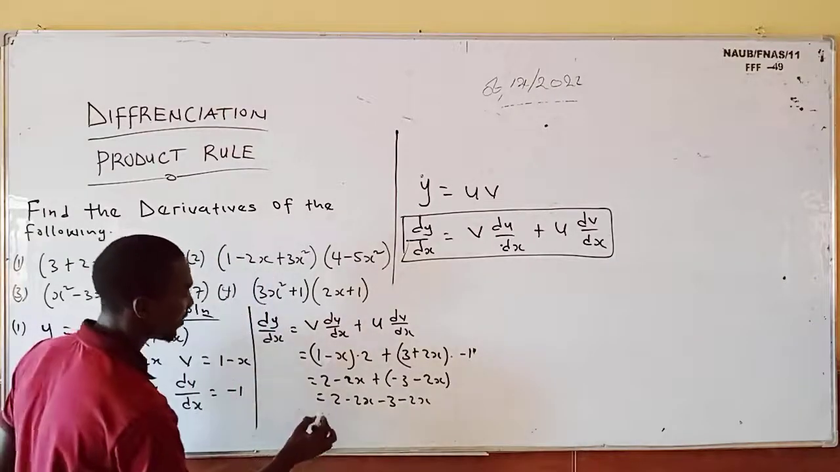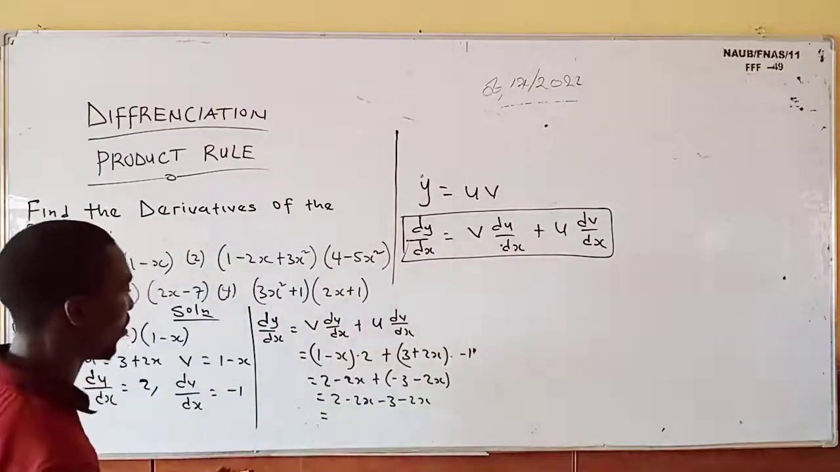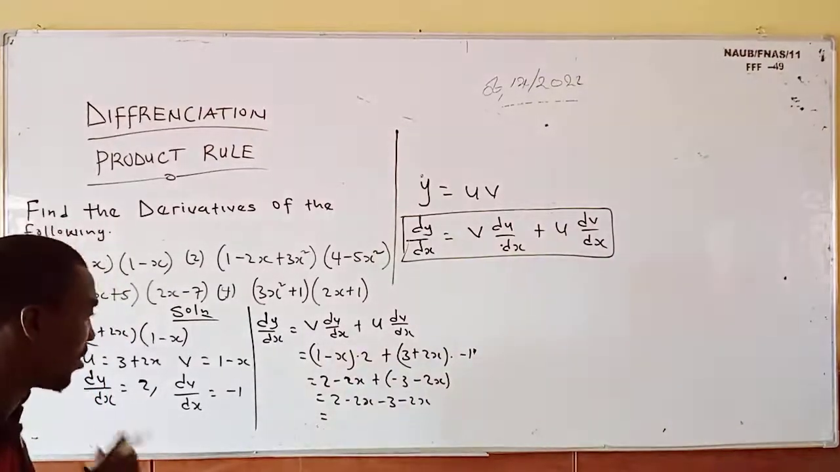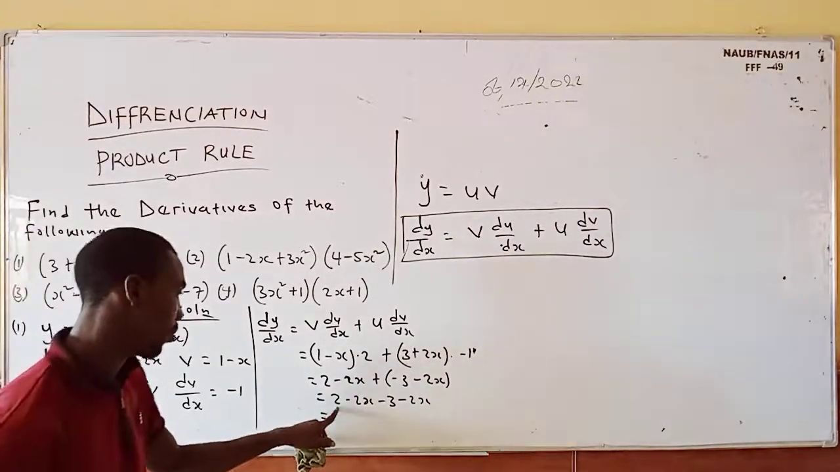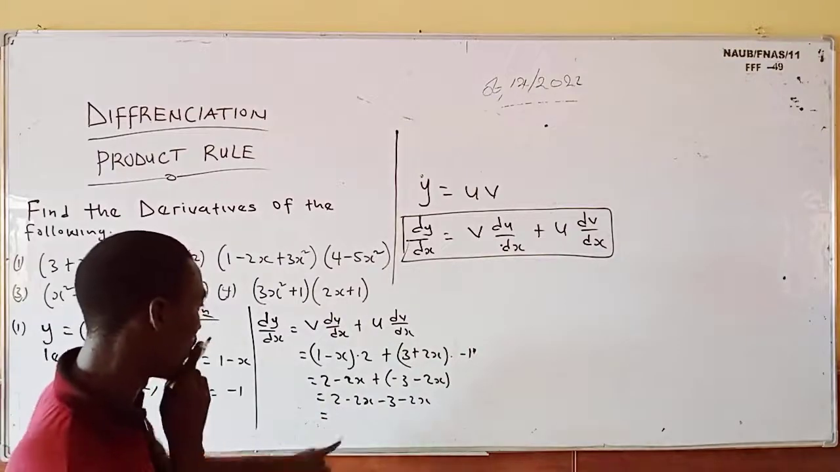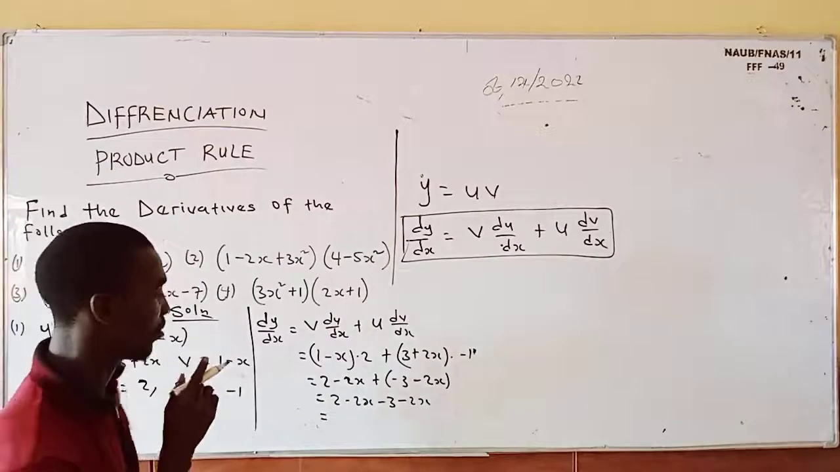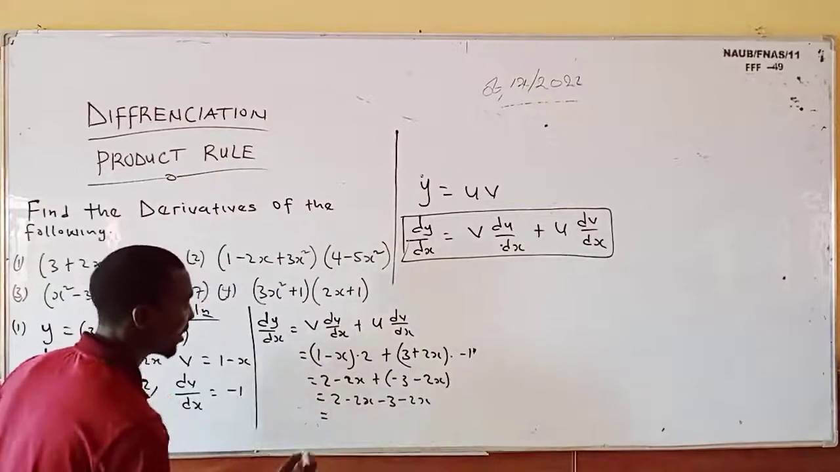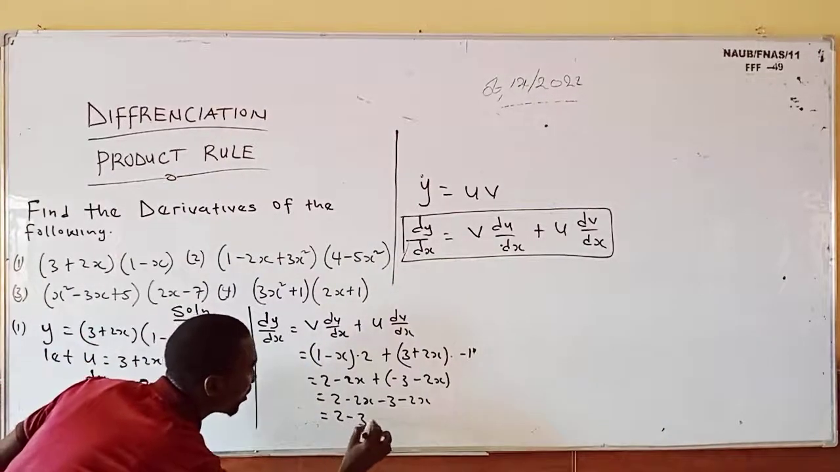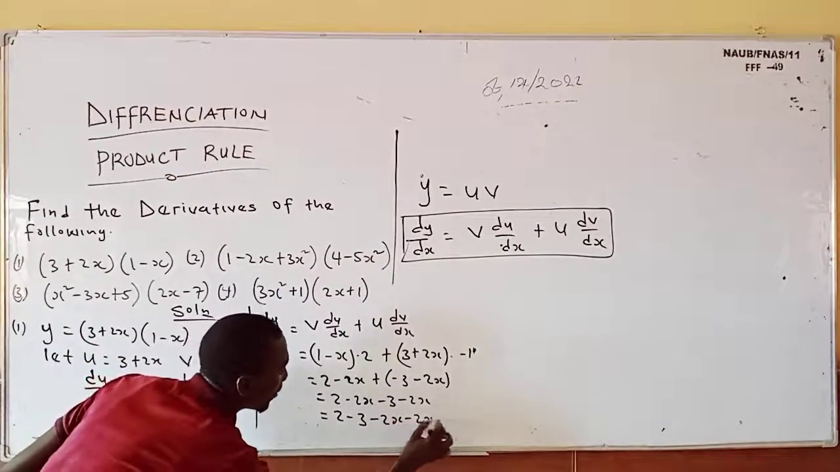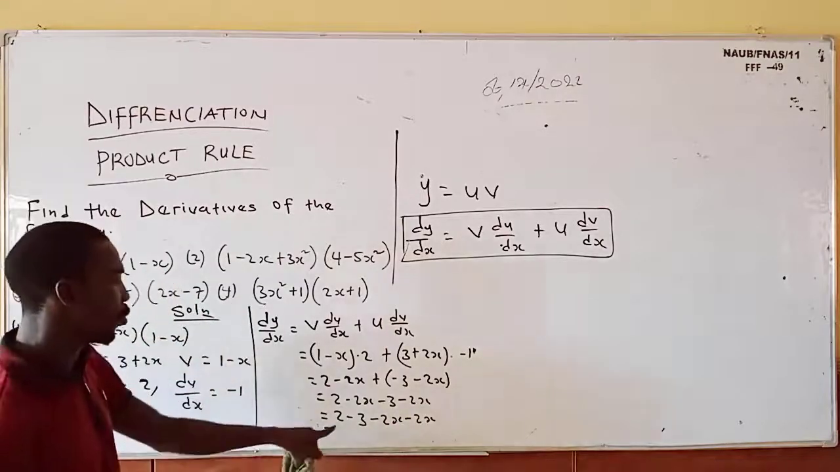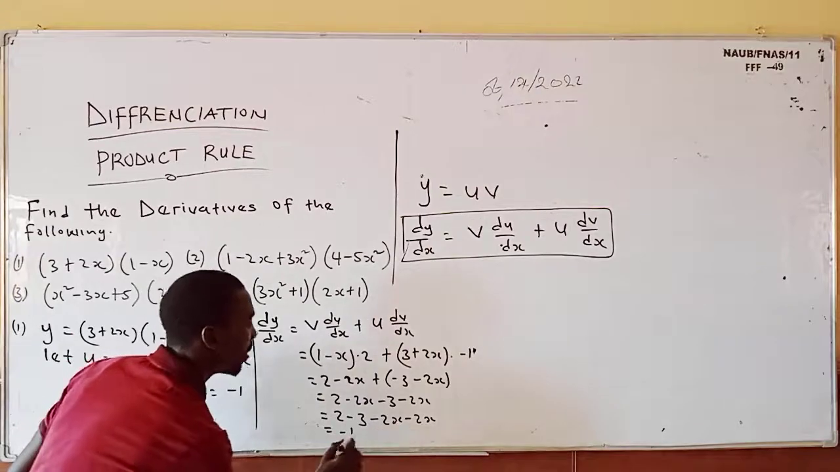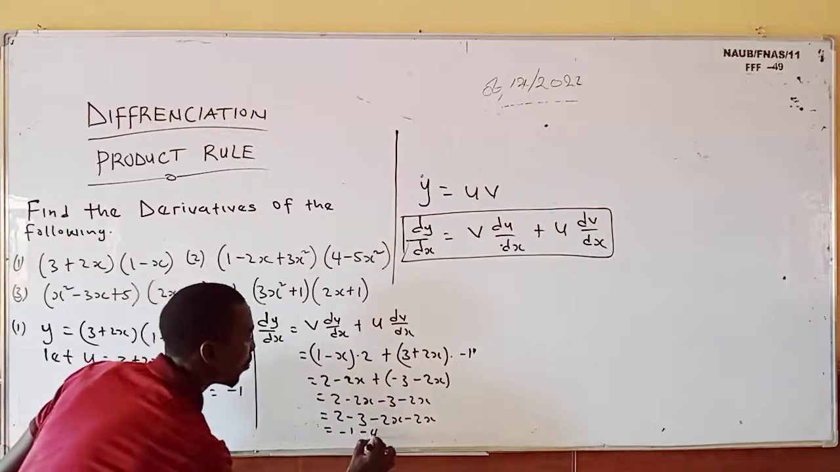So now the next thing we are going to do is collect like terms. If you look at this, we are having 2 here, we are having 3 here, and we are having 2s here and 2s here as well. So let's collect the like terms. We are going to have 2 minus 3 minus 2s minus 2s, which is equal to, 2 minus 3 is minus 1, and minus 2s minus 2s is minus 4s.